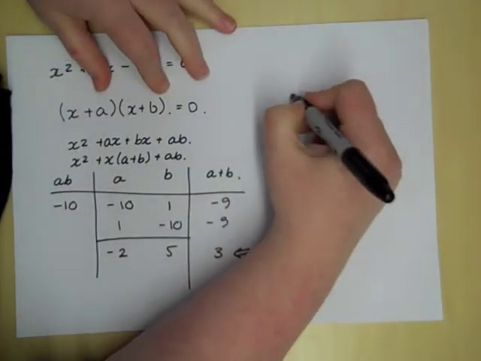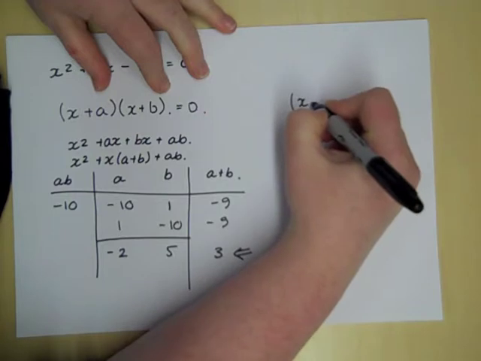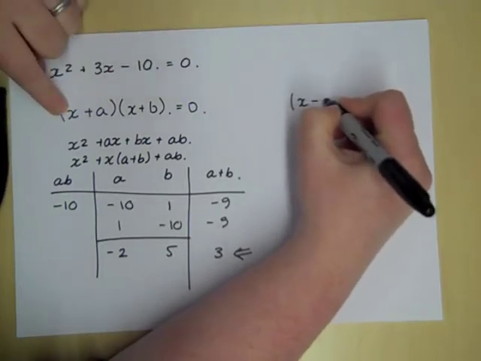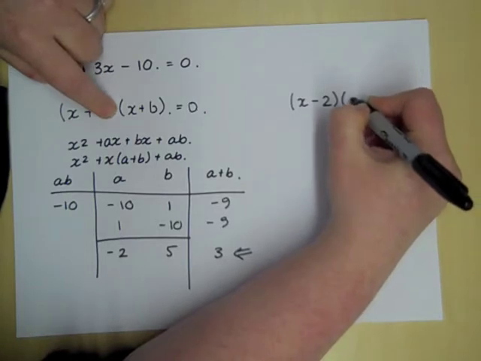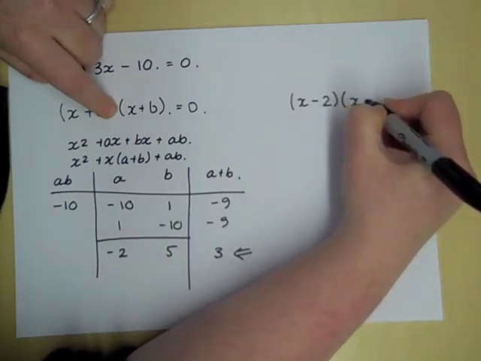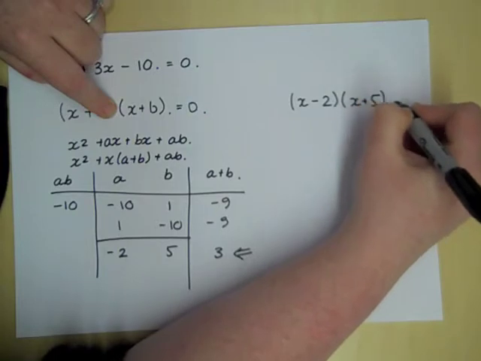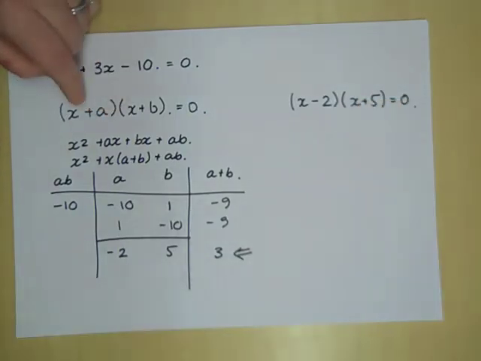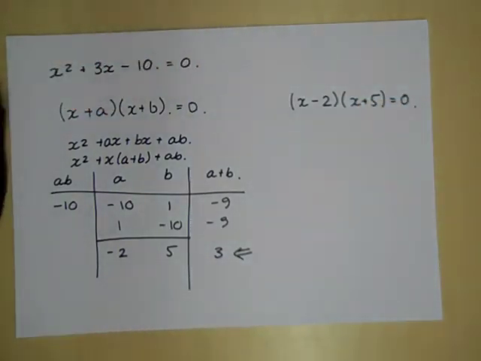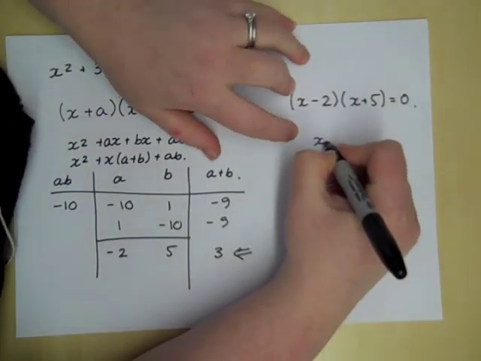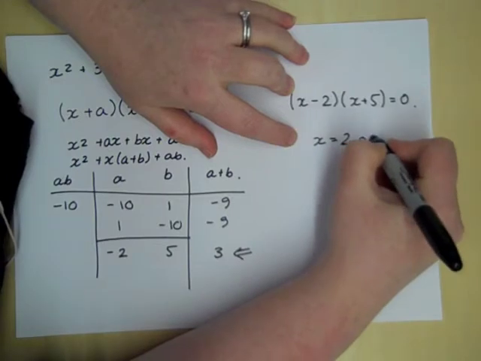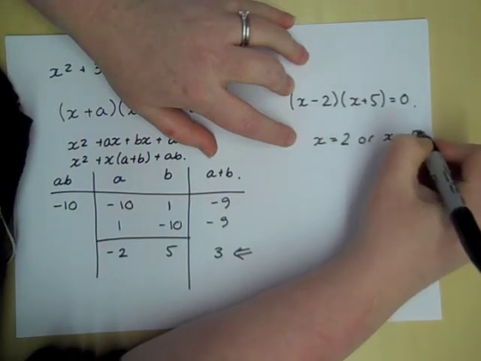So now I can have in my bracket x plus A, but that's minus 2, so that's x minus 2. And then x plus B, which is x plus 5, is equal to 0. So in this case, if I was asked to solve this quadratic, what I have is that x is equal to 2 or x is equal to minus 5.